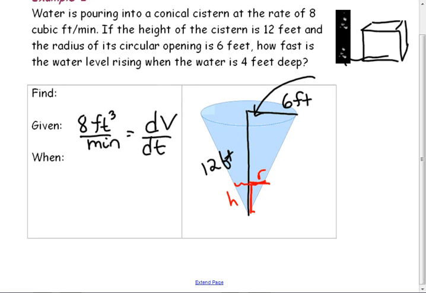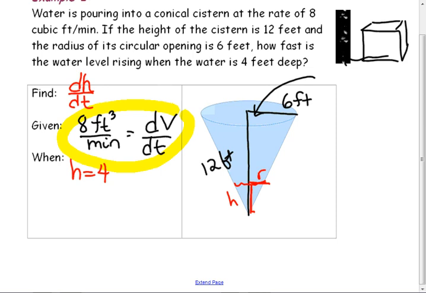Okay, it says when the water is 4 feet deep. Now I'm going to use H and R because that makes sense. So the when is when H is equal to 4. How fast is the water level rising? What do I want to find? dy. I don't have any y's. You could call it y. dr would be the change in the radius. I want how fast the water level is rising. They could have asked us that. And that's why I always do this. And by the way, you get your point probably on this problem for that statement right there. So why not put the whole thing in?